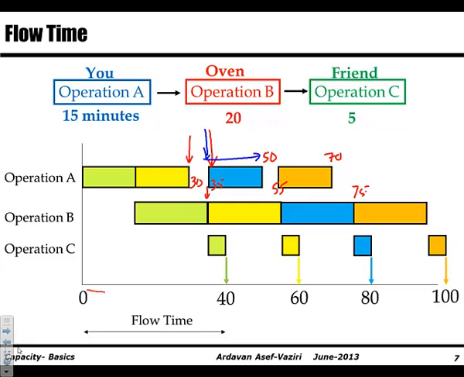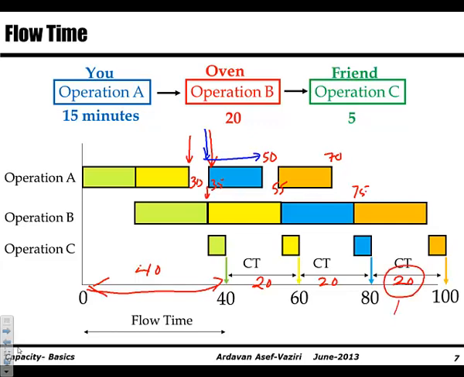So for the first batch to go out of the process, it takes 40 minutes. For the other batches, it only takes 20 minutes. Cycle time is 20 minutes, except for the first batch.